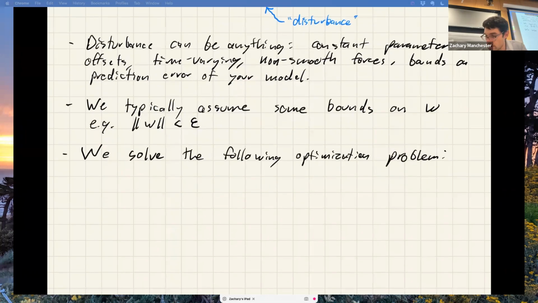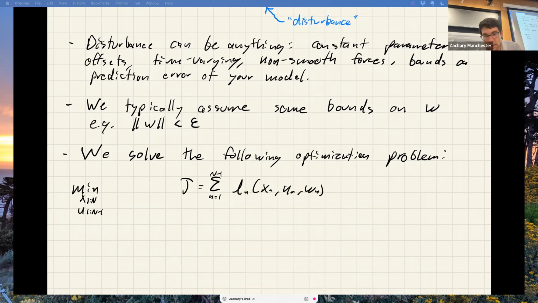So we're going to do our typical min over x, say, and u. And we're going to have our cost function that we are used to, right? So I'll write this in a pretty general way. We'll have our stage cost, and it's going to maybe depend on W. And then we'll have our terminal cost. So we're going to minimize this subject to our dynamics and stuff. We're minimizing with respect to X and U, but we're going to maximize with respect to W.